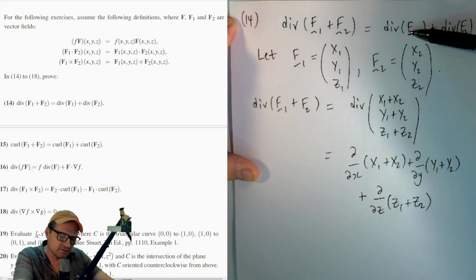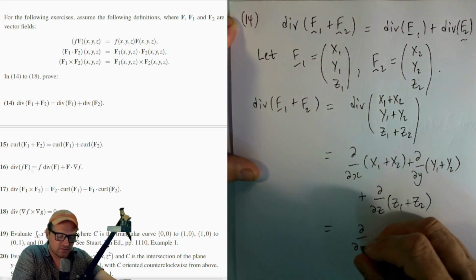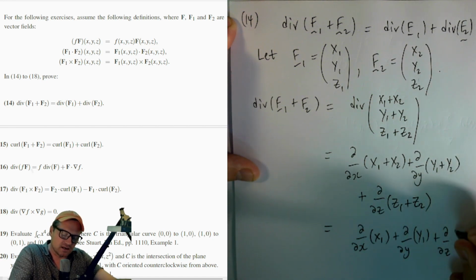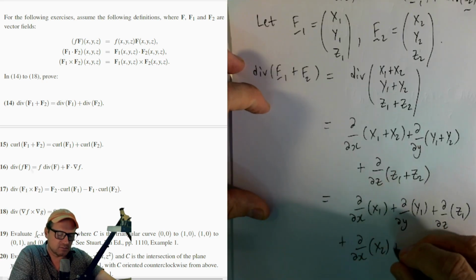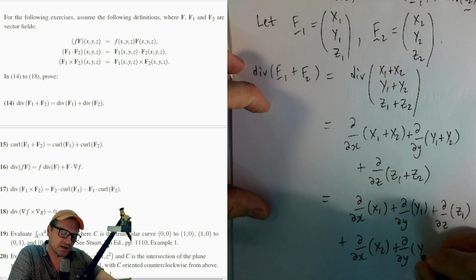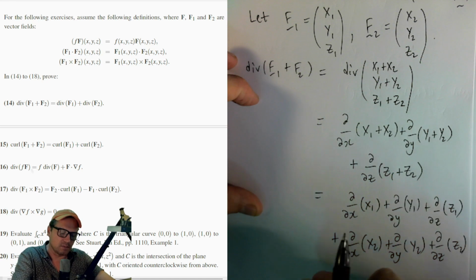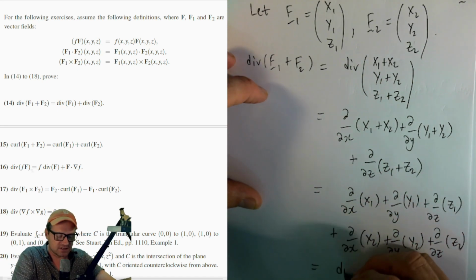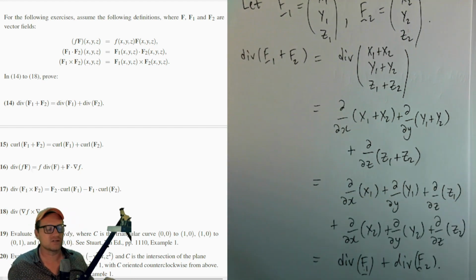You want to show that this is div of F1 plus div of F2. So it seems we need to break these up. So this is the derivative with respect to x of x1 plus the derivative with respect to y of y1 plus the derivative with respect to z of z1 plus the derivative with respect to x of x2 plus the derivative with respect to y of y2 plus the derivative with respect to z of z2. And so this sum is div of F1. This sum is div of F2. So we have div of F1 plus div of F2, and the verification is complete.